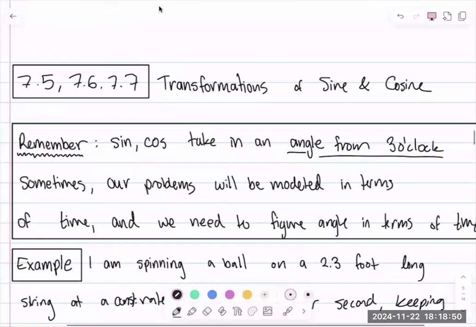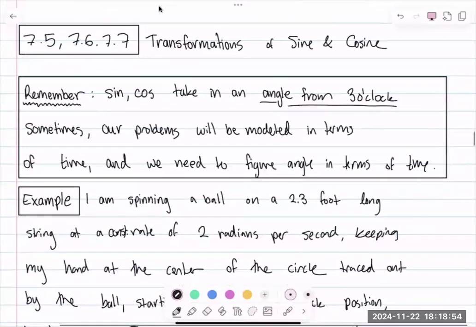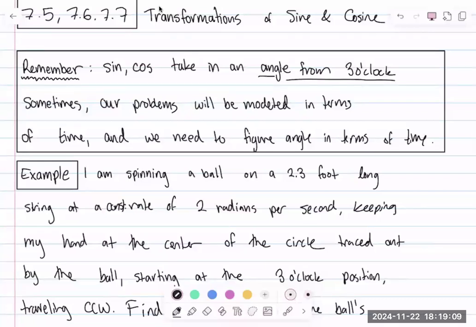All right. Now we're on to transformations of sine and cosine. Remember, sine and cosine are going to take in an angle. We have to input an angle. We cannot put time into our trig functions. We cannot put distance into our trig functions. We need an angle, okay? Sometimes our problems will be modeled in terms of time, and we're going to need to figure out angle in terms of time.